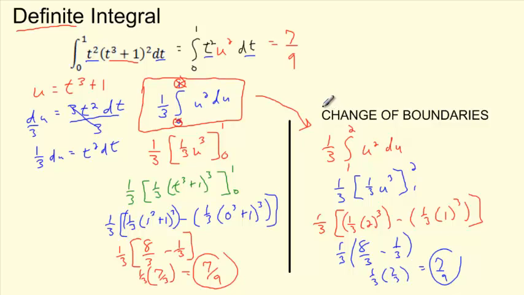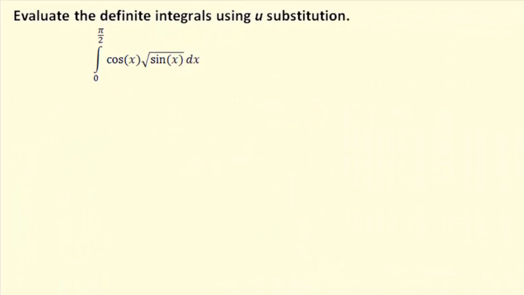So we're going to do the change of boundary method. I just want to show you that it actually works. So immediately when we switch from t or whatever our variable is to u, we're going to switch these over. Awesome. Let's move on to the next one.